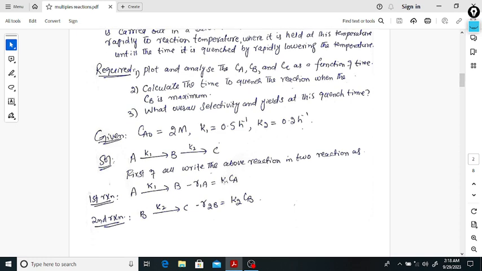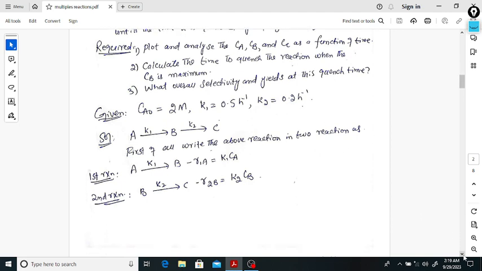This is reaction number one. Here you can see the rate of consumption of component A in reaction number one is minus R1A. So 1 shows reaction number 1 and A shows component A, reactant A. It is equal to K1CA, where CA is the concentration of component A and K1 is the rate constant, which is 0.5 per hour. The rate of consumption of component B in reaction number 2 is minus R2B, which is equal to K2 into CB. CB is the concentration of component B, while K2 is this value 0.2 per hour. So these are the two reactions.